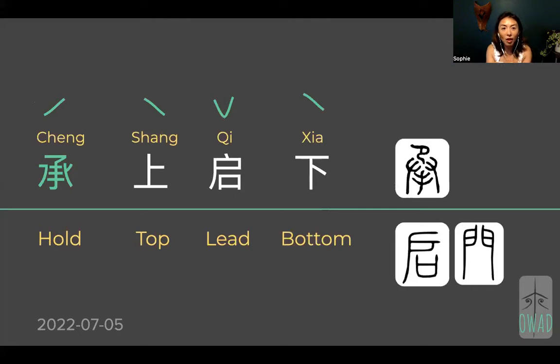And we have 承上启下. Okay, we have 上 and 下, easy, right? 承 is the same, so you have this hold. You hold the top, and then you lead the bottom. What does that mean? One by one. Same 承, hold. 上 and 下.